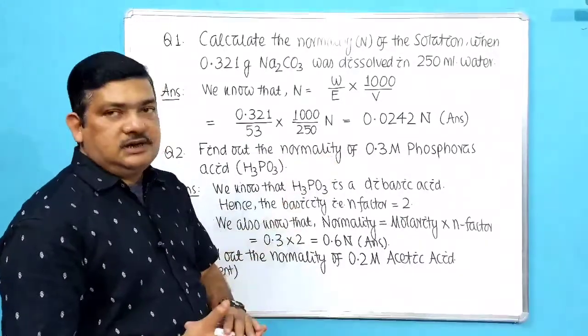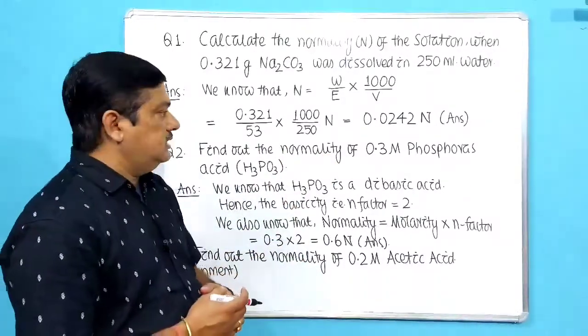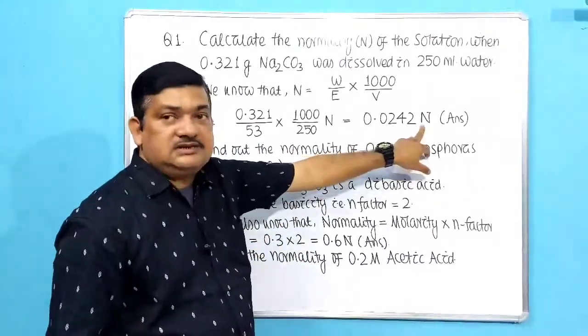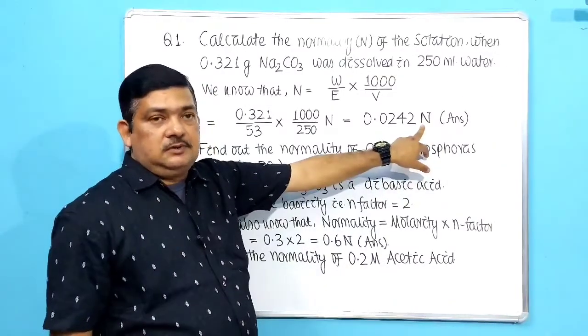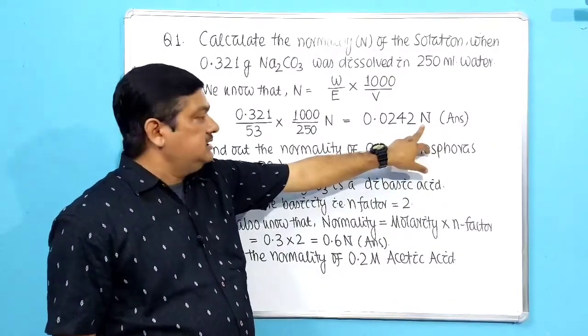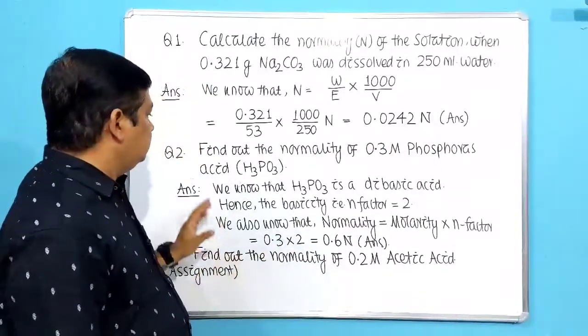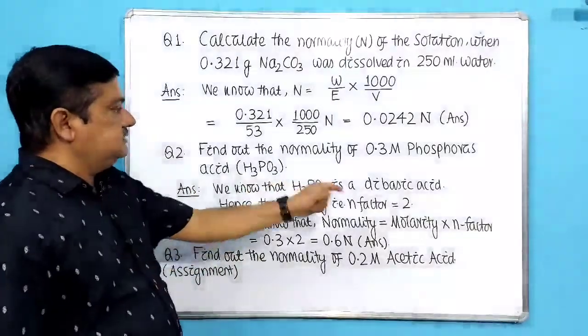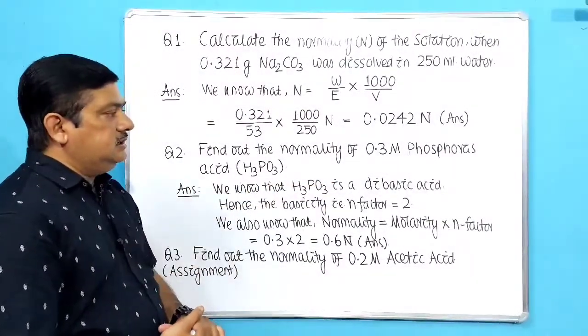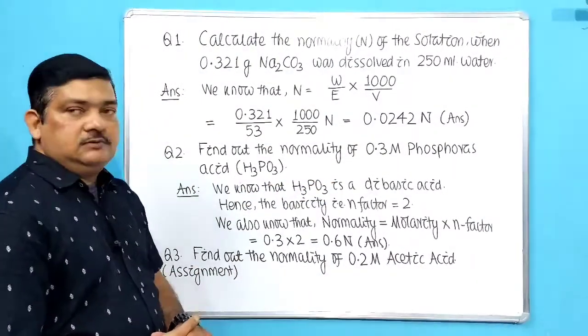So the unit will be equivalence per liter or normal. It is called normal solution. N means normal. Then similarly we used M for molar. Here N means normal. Then question number 2. Find out the normality of 0.3 molar phosphorus acid.